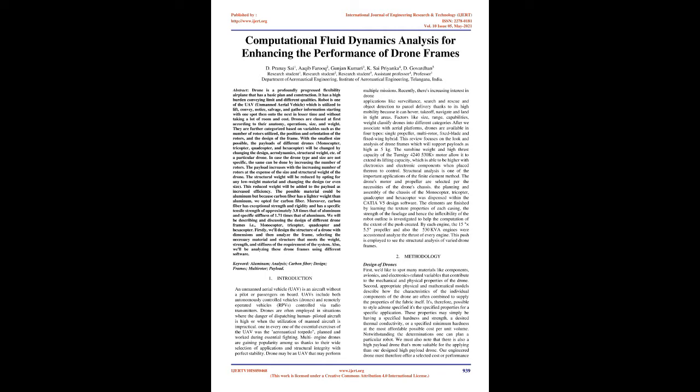With the smallest size possible, the payloads of different drones, monocopter, tricopter, quadcopter, and hexacopter, will be changed by changing the design, aerodynamics, structural weight, etc. of a particular drone. In case the drone type and size are not specific, the same can be done by increasing the number of rotors. The payload increases with the increasing number of rotors at the expense of the size and structural weight of the drone. The structural weight will be reduced by opting for any low-weight material and changing the design, or even size. This reduced weight will be added to the payload as increased efficiency.